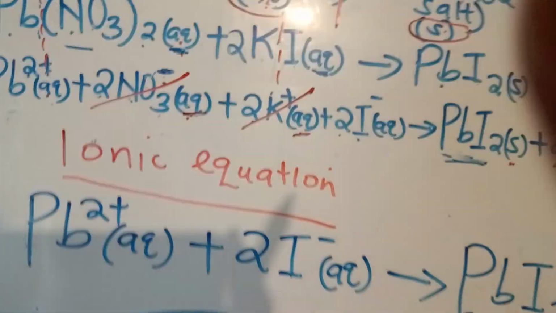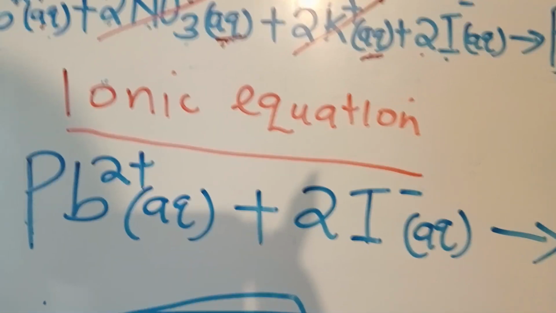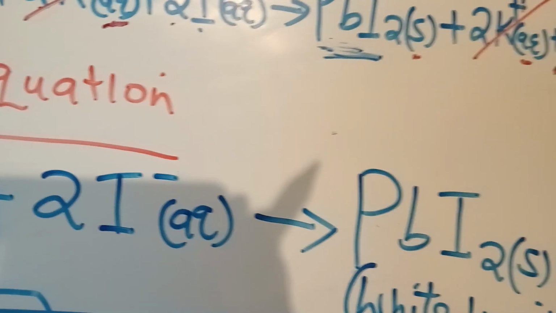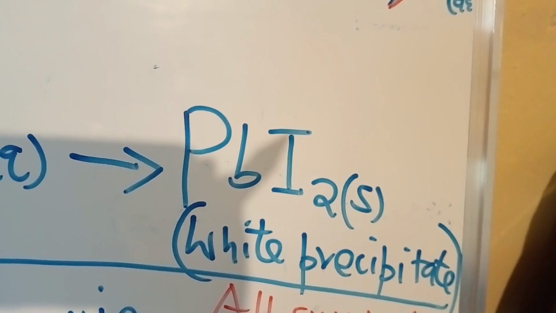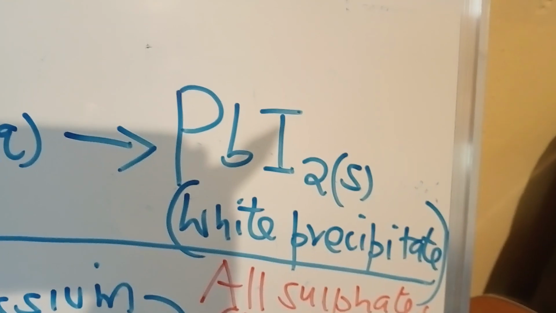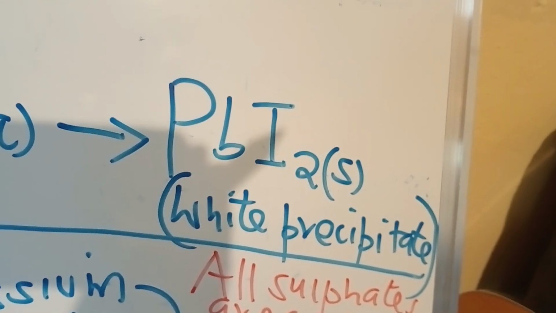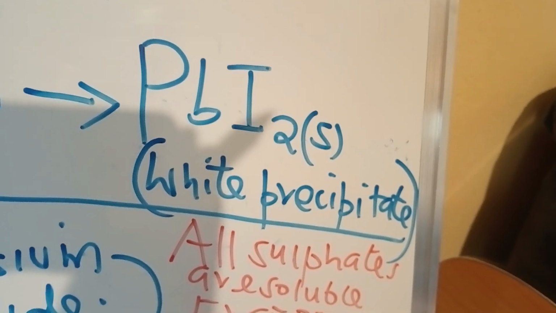So then finally you have the ionic equation with lead 2 ion aqueous, 2 iodide ions aqueous to get lead 2 iodide, which is in the solid form. And I said if you are to do qualitative analysis, I mean the practical bit of it, that will be seen as a white precipitate.